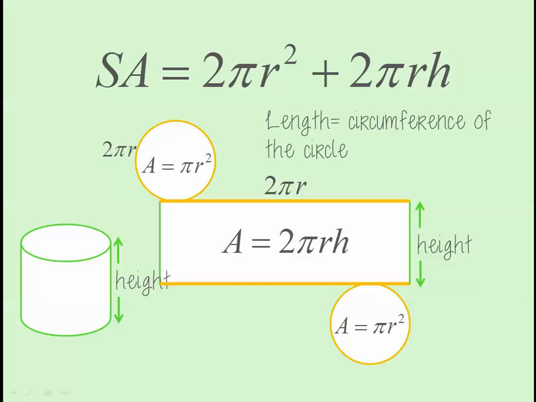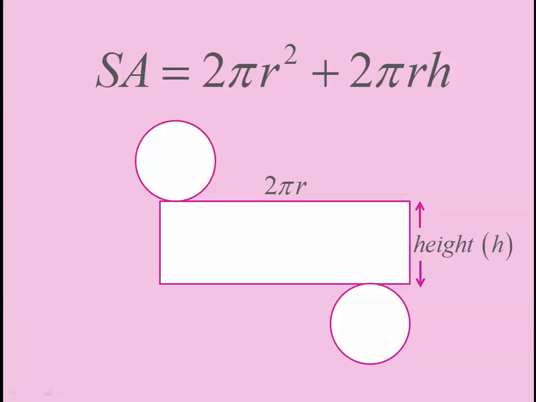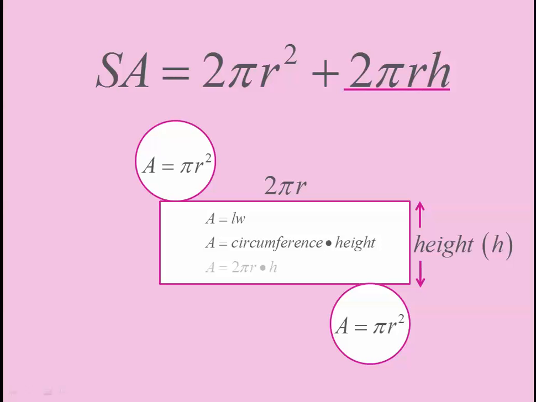Let's go through it one more time briefly. That first part of the formula came from those two circles, the 2 pi r squared. The next part came from the rectangle. We know that area is equal to length times width. And looking at this rectangle, the area is equal to the circumference times the height. And therefore we know the area is equal to 2 pi r times h, or 2 pi r h.